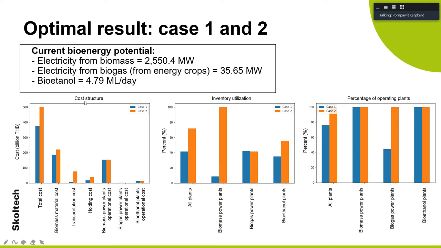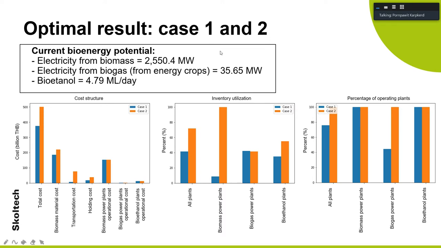And the total cost of case 1 is about 375 billion THB. THB is the Thai currency unit, where $1 equals about 31 THB, and 1 THB equals 2.3 rubles. And from case 1, the overall inventory utilization is about 41%, and the overall percentage of operating plants is about 75%.